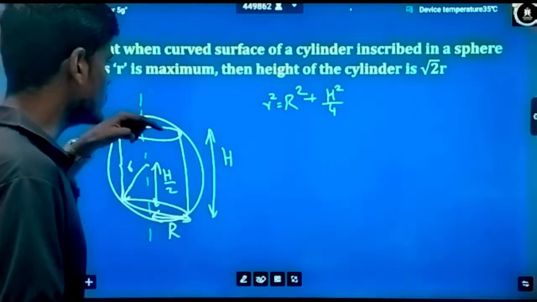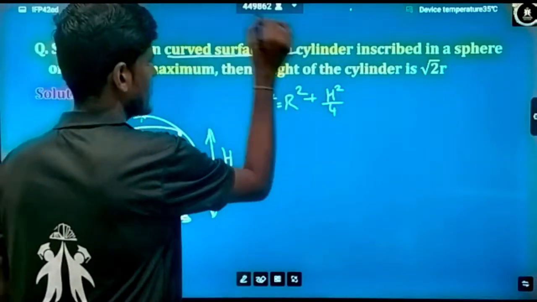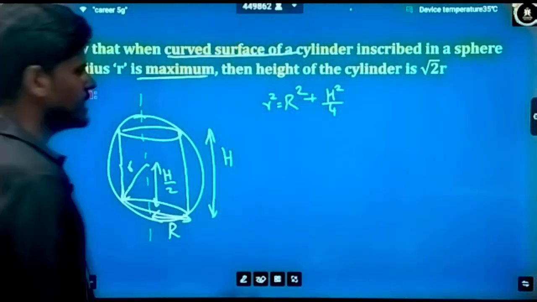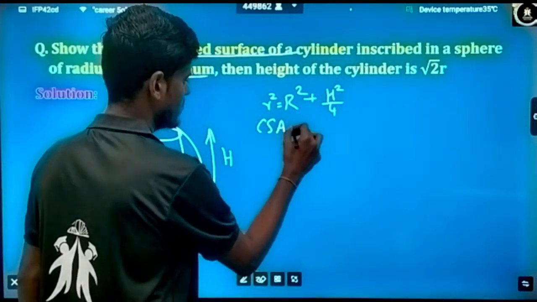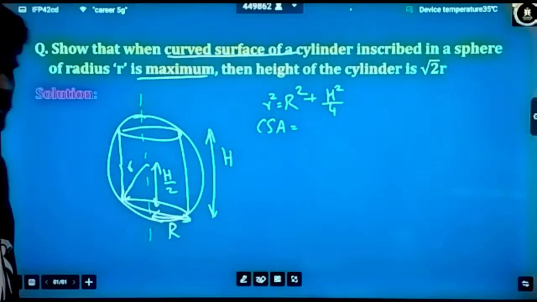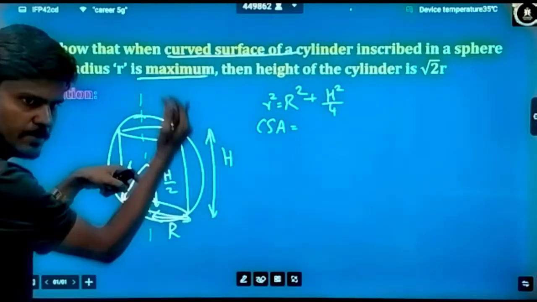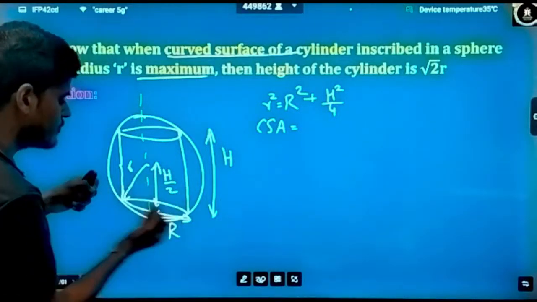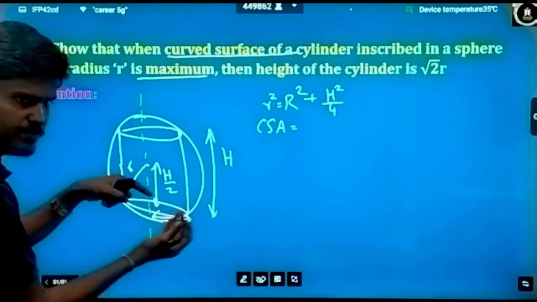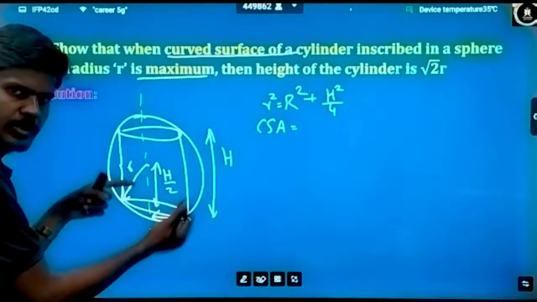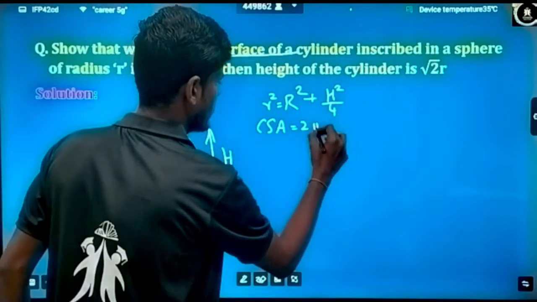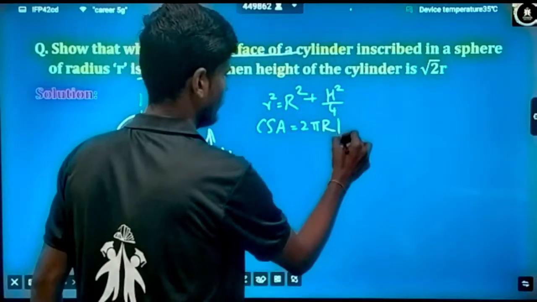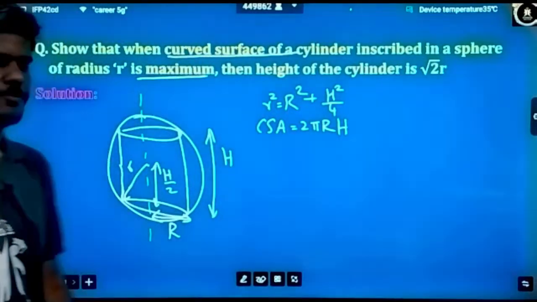This is our relation. Next, we need the curved surface area of the cylinder to be maximum. What is curved surface area? Curved surface area of a cylinder is given by circumference multiplied by height. The circumference of the base circle will be 2 pi into capital R, so 2 pi into capital R into height. Height will be h. So this is our required function.